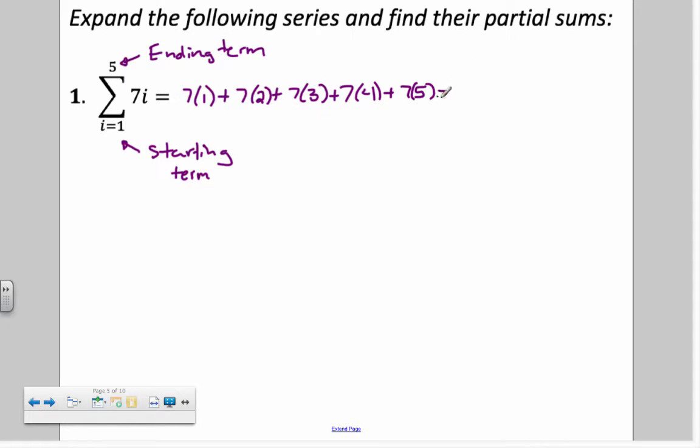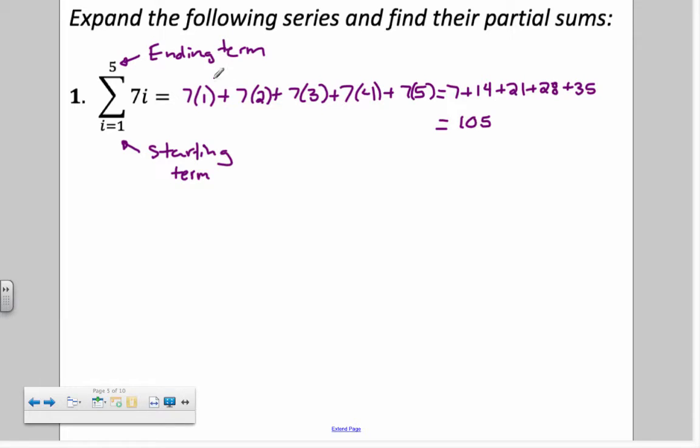And there I am. So let's go ahead and calculate these things. 7 times 1 is 7. 7 times 2 is 14. 7 times 3 is 21. 7 times 4 is 28. 7 times 5 is 35. Now if you want to add those all together, you can get out your calculator, you can use your brain power, however you like, but you'll get 105 for your ending.